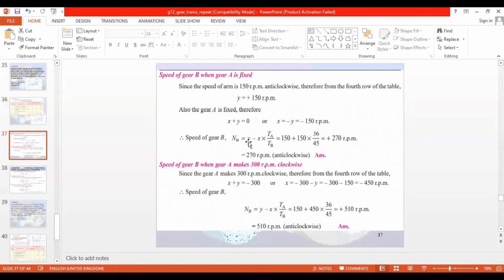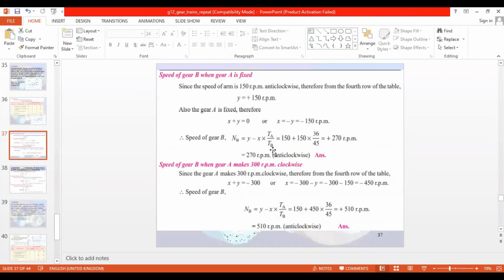So NB is equal to y minus x into TA by TB. The y is given as 150, that is the movement of the arm. Plus, here I have x is equal to minus 150, and in the equation there is another minus. So minus into minus is plus. That plus x, I replace by 150, into TA by TB.